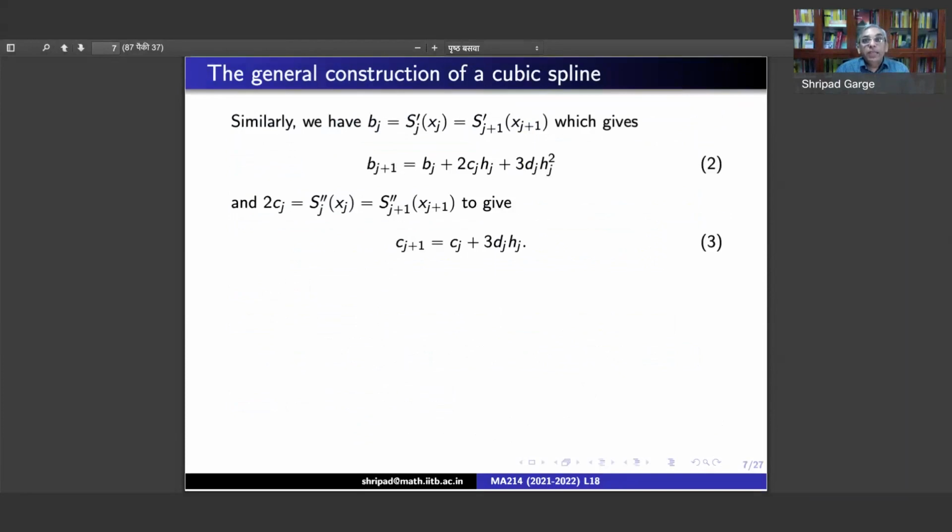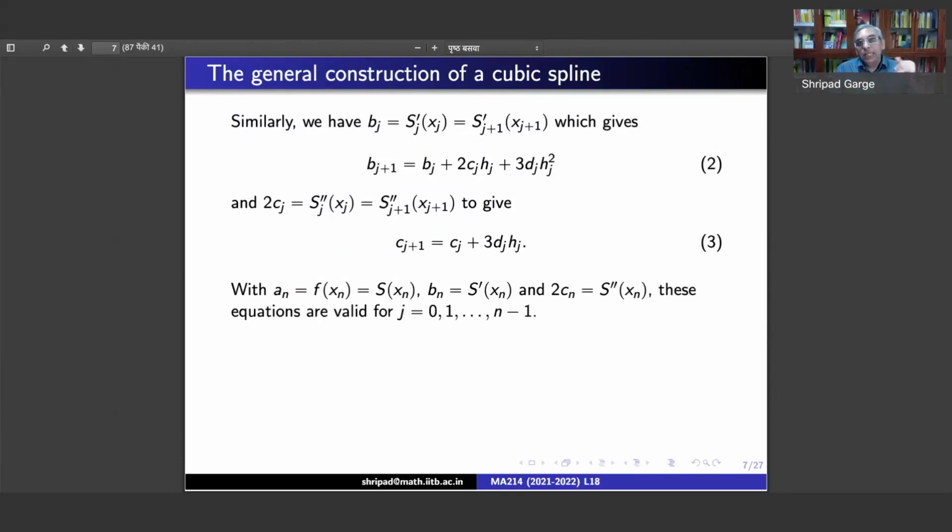But now with the definition of a_n being made, which is f of x_n equal to s(x_n), b_n, which is the derivative of s at x_n, which is going to be S_{n-1}'s derivative at x_n, and 2c_n, which is the double derivative at x_n. With these definitions, we will have that these above three types of equations are valid for j equal to 0, 1 up to n minus 1. So you will have 3n equations. For each of the types, we have n equations. So we have 3n equations, and we have already determined the n coefficients, which are a_j.